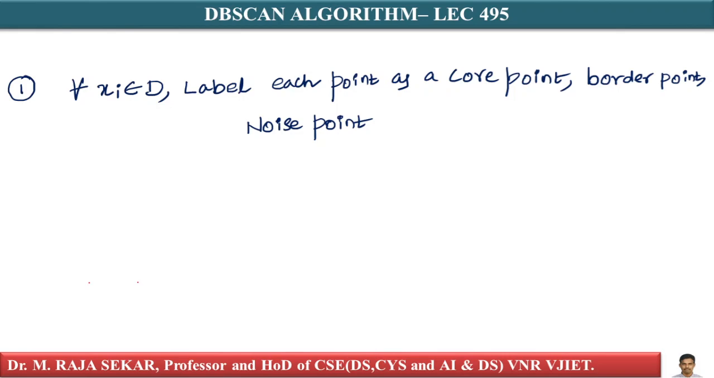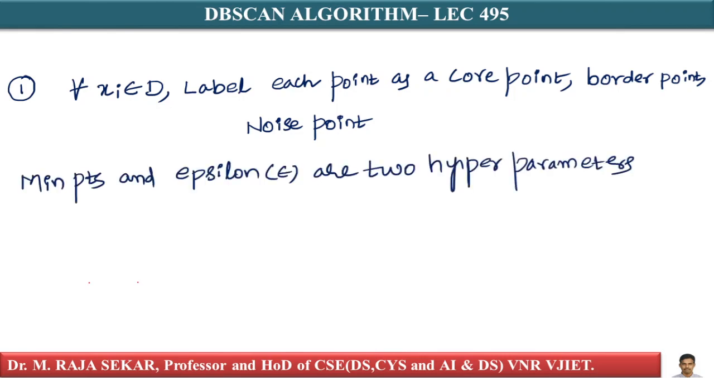When you run the DBSCAN algorithm, you get two hyperparameters. The first hyperparameter is min points and the second hyperparameter is epsilon. Given these two hyperparameters, we will learn how to determine the right parameters later. Given these hyperparameters min points and epsilon, for every point you can find whether it is a core point, border point or noise point, because what you do is very simple.